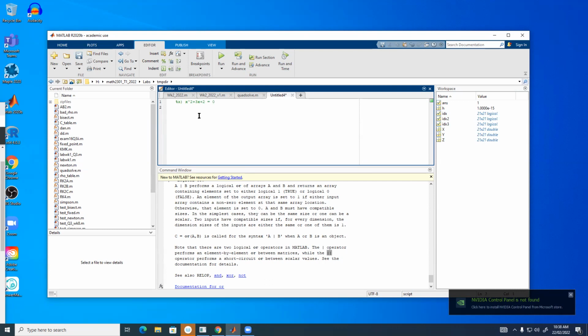Then I have to write the output as well. So x1, x2 equals quad solve 1, 3, 2. Yes, correct. So we can say that x1, x2 equals quad solve of 1, 3, 2.